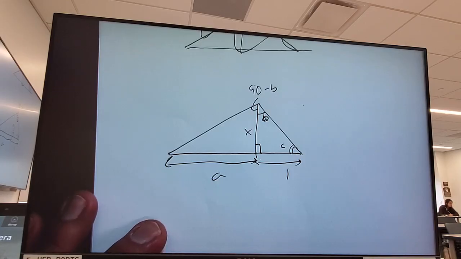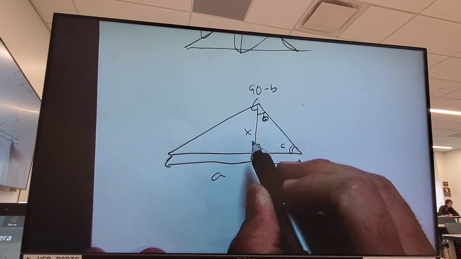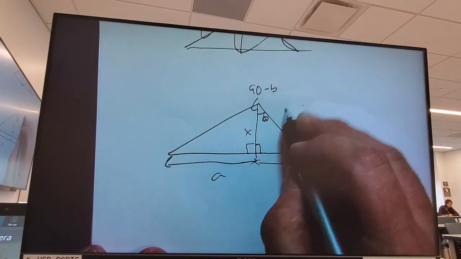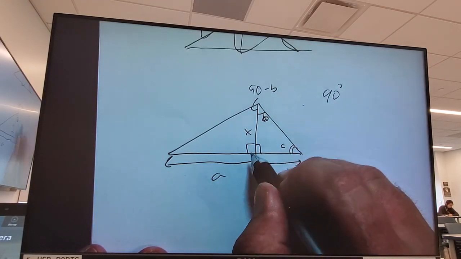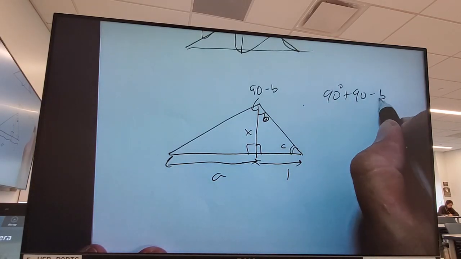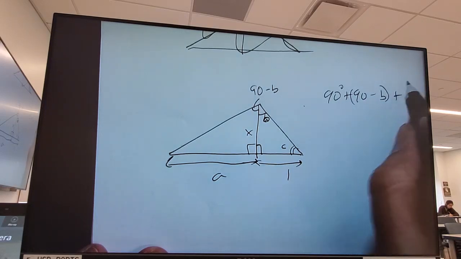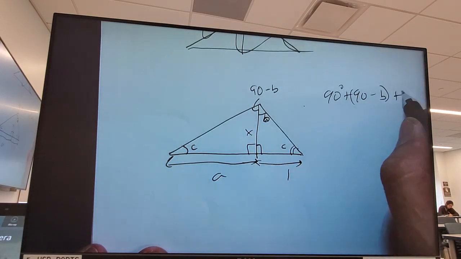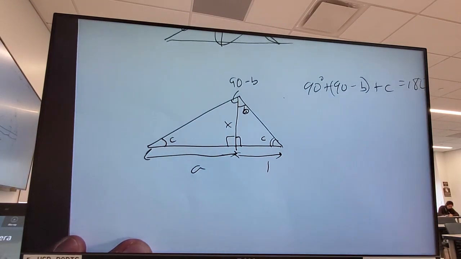Is everybody kind of with me? Again, this is not something you had to do. I didn't make you do this. So I have a 90-degree angle in this triangle, I have a 90 minus B degree angle in this triangle, and I have another angle that I don't know, but they have to make 180, correct?